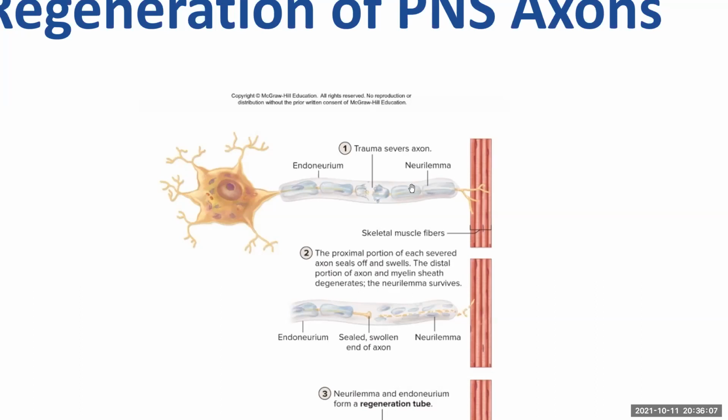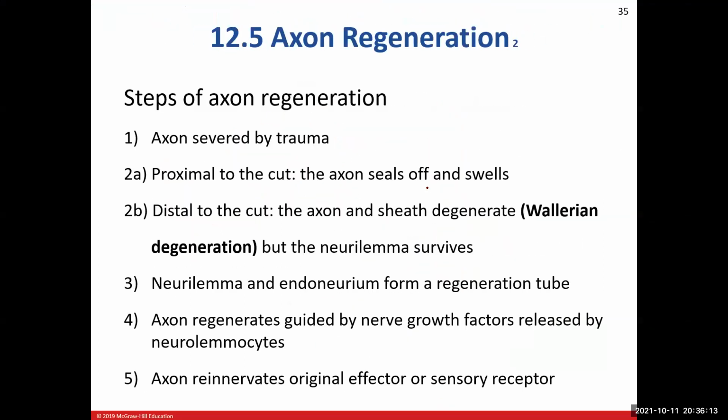But we have some of that neurolemma left over, okay? So that's what we're going to see in step one. Trauma occurs. Now, in step two, there's two things that are going to happen. Proximal to the cut, okay, that's going to be closest to the cell body, the axon is going to seal itself off.